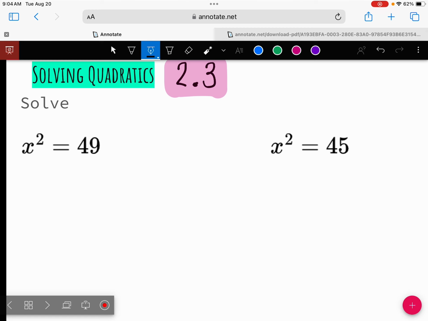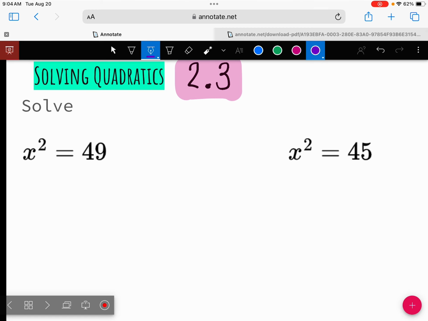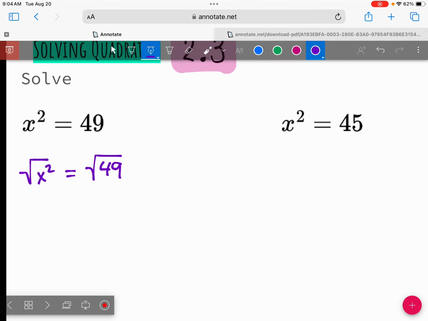So if I asked us to solve this first one, x squared equals 49, what would you do? Square root both sides. Absolutely valid. I can take the square root of x squared, and I can take the square root of 49. What is the square root of x squared? Just x. What is the square root of 49? 7. I was going to say or -7. So we're going to use our plus or minus 7, because my x could be 7 or it could be -7. -7 squared is still 49. So we're going to have two answers here.